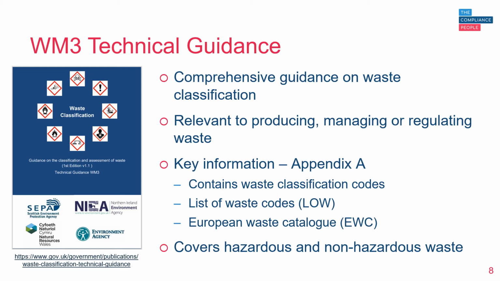A word of warning though, it is very long. It's 185 pages. So the key bit you need to know about, as I mentioned, is Appendix A, because that identifies your waste codes. It can be quite complicated to use, and there's a way to read it and an order in which you're meant to check the chapters in Appendix A to get the right code. However, this is beyond the scope of the training today. You just need to find out where the most common waste codes are and the ones that are relevant to you.